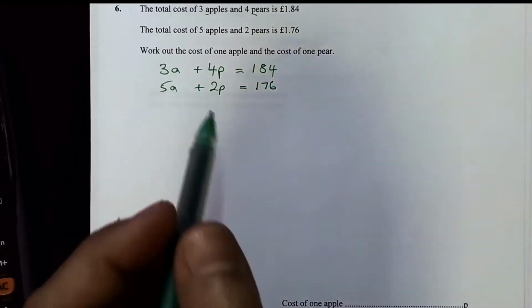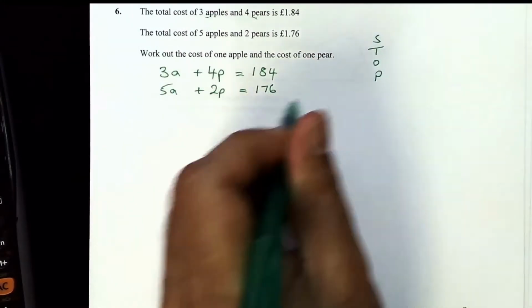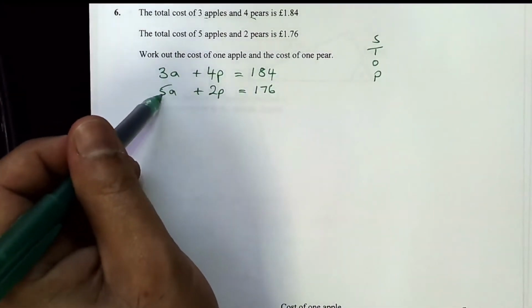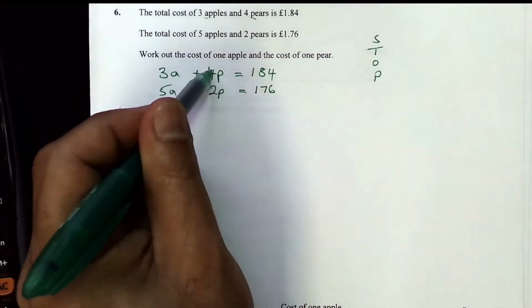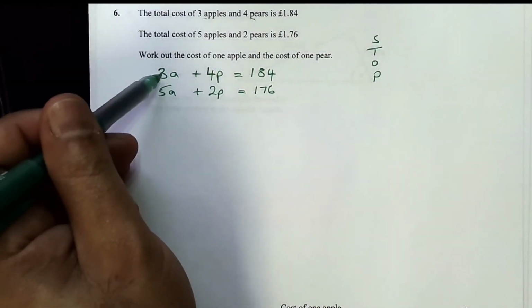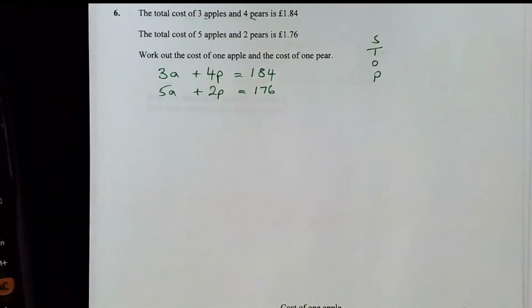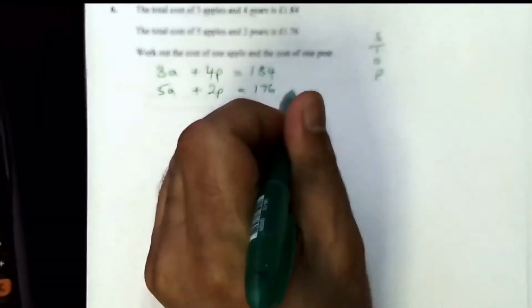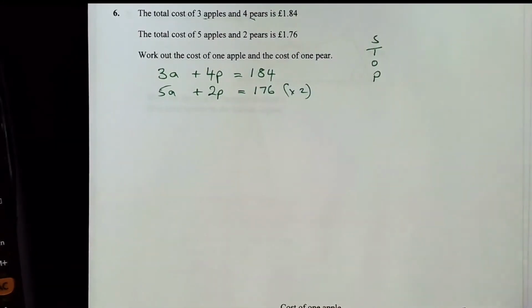So first part, I'm going to compare my coefficients. That's 3 and 5, they're not the same. 4 and 2, they're not the same. So for my simultaneous equations, one of these coefficients has to be the same for me to be able to add or subtract. But if I multiply the second equation by 2, I will get the 4p.